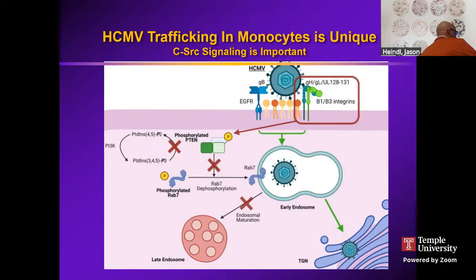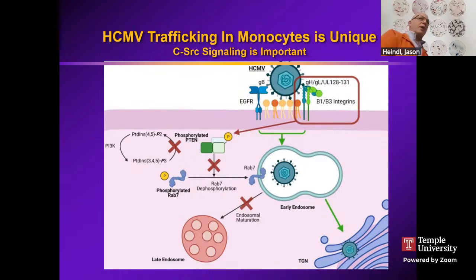It plays a role in the phosphoinositol pathway. It also plays a critical role here. And what we did, and we've shown this, is that RAB7 is a protein that, when it's phosphorylated, stays as an early endosome. When you dephosphorylate it, it allows vesicles to mature. Early endosome matures into a late endosome.